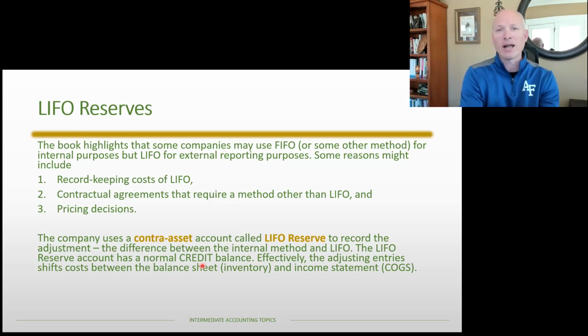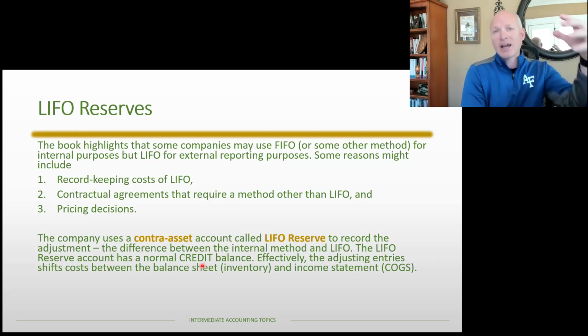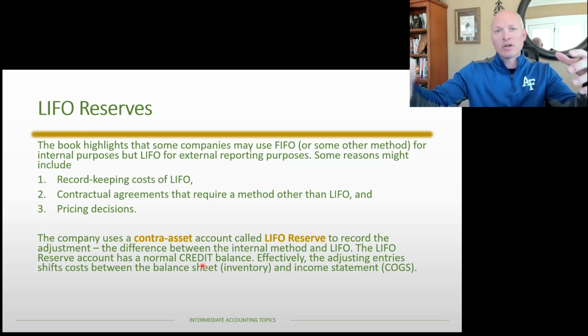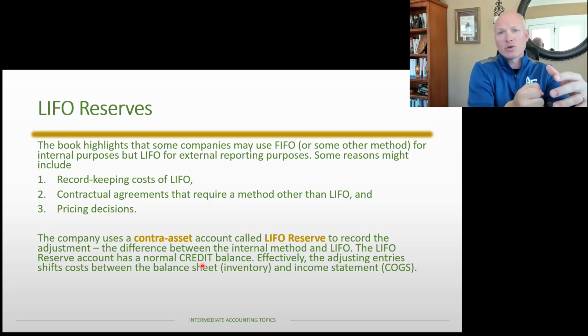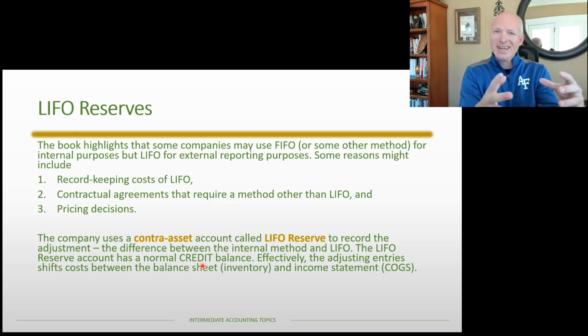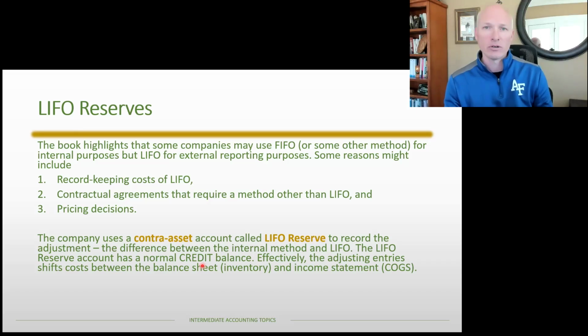Now, one thing I want to highlight here that I didn't quite say the first time is that under FIFO, we already mentioned that your inventory costs are generally going to be higher than what they would be under LIFO. So FIFO is going to have higher inventory. And so what we do then is we use that contra account to adjust the inventory account so that we have a net inventory that's slightly smaller when we report externally.